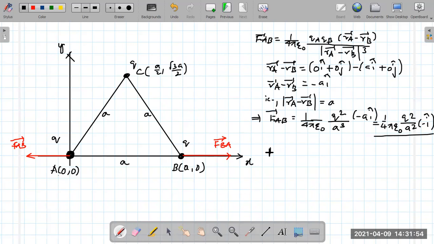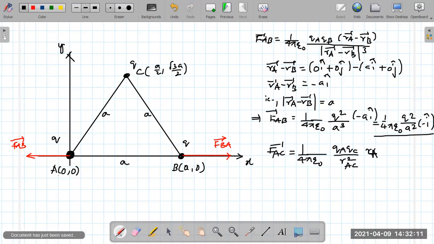So if you want force on A due to C, what we can say is this is 1 by 4 pi epsilon naught QA QC by R_AC square times position of A with respect to C. If I write vector at the top, then it should be cube at the bottom. Is that okay?